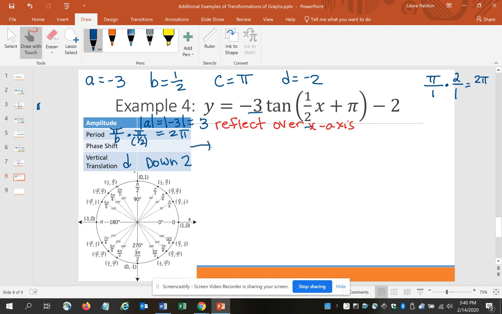To determine the phase shift, we do 1/2 x plus pi equal to 0. So I have subtract pi from either side. 1/2 x equals negative pi. Then I'm going to multiply both sides by 2 to get rid of the fraction. So x equals negative 2 pi. Okay, so the fact that it's negative 2 pi tells me that I'm going to shift it left 2 pi.